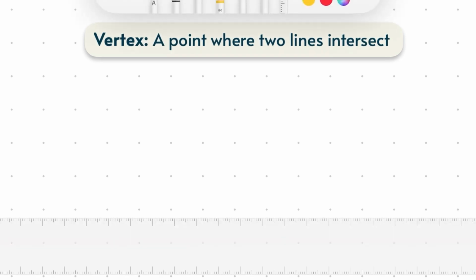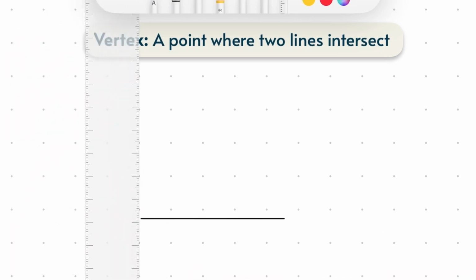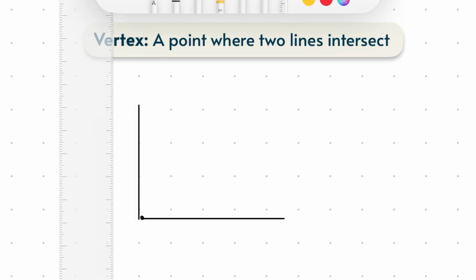A vertex is a point where two lines intersect. So, in theory, we've been dealing with vertexes this entire time. Whenever you construct an angle, the point where the two lines intersect is called the vertex. So for example, if I were to construct a right angle, then the point where the first line intersects the second line is called the vertex. And note that every angle has a vertex, whether it's acute, obtuse, right, or reflex.